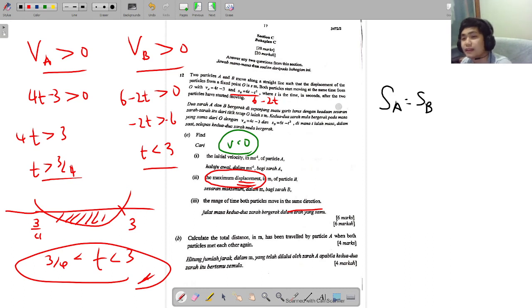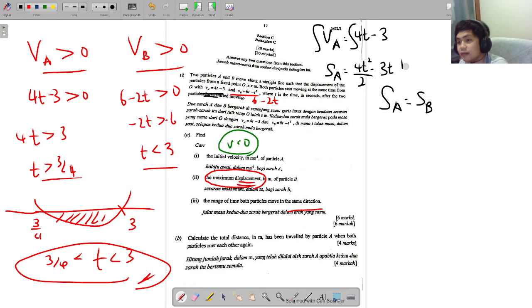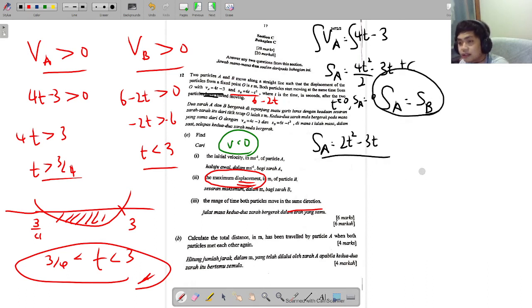So working from their displacement equations, we need to create a displacement equation for A. Vt is 4t minus 3, we integrate it, so Sa equals 4t squared over 2 minus 3t plus c. When time is 0, they started from the origin, so Sa equals 0. So the displacement of A is 2t squared minus 3t, very simply. I can use this equation, so 2t squared minus 3t is equal to 6t minus t squared.